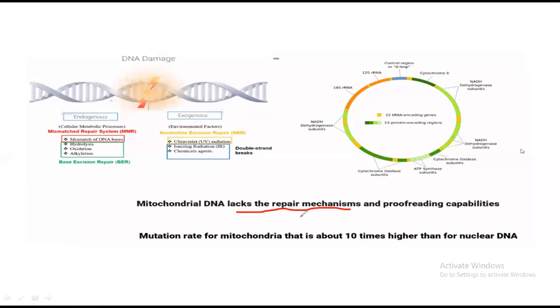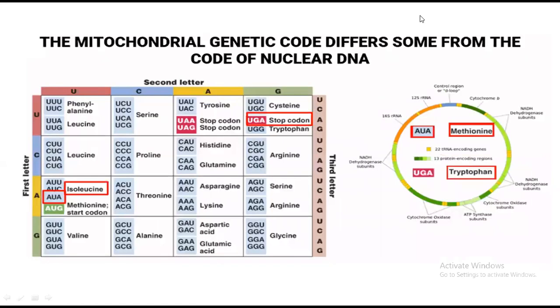So if there is a mutation in the mitochondrial DNA, its mutation rate is about 10 times higher than the nuclear DNA, because it cannot repair. Once it is mutated, it is then transferred to the infants in the mutated form. Okay, so this is also a very basic difference between the nuclear DNA and the mitochondrial DNA.